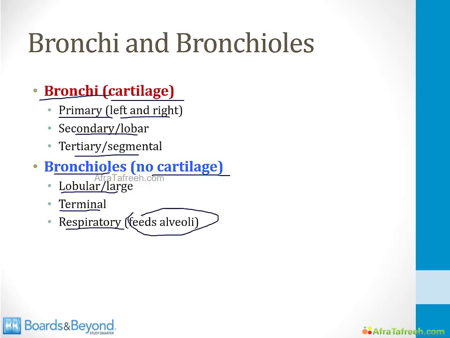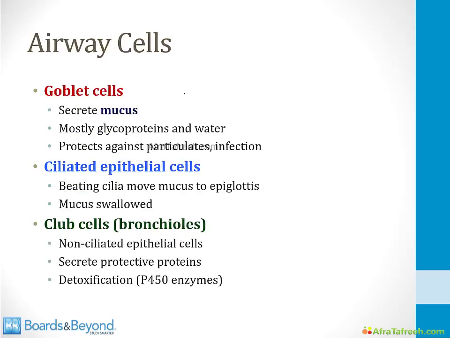And the goal of all this branching is to increase the surface area for ventilation. The more surface area you have, the more oxygen you can take up and the more carbon dioxide you can remove. So therefore, by branching into smaller and smaller structures, you create lots and lots of surface area for gas exchange. Let's talk about some of the cells you can find in the respiratory tract.